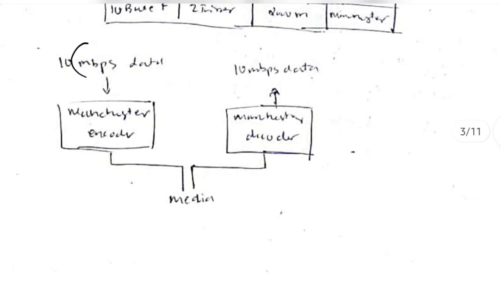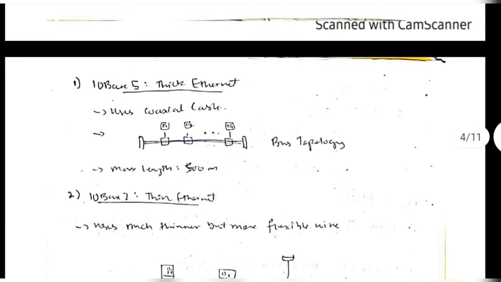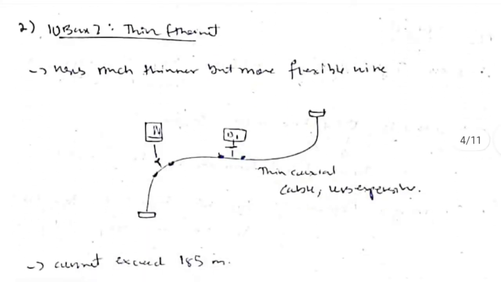Before that, the data is sent in this way, encoded using Manchester encoding, and it is decoded at the receiver end, where the data is received. Let's discuss the different implementations. The first one is 10Base5, thick Ethernet. This means it uses coaxial cable. It can be used if you have to send data over a maximum length of 500 meters, and it uses bus topology.